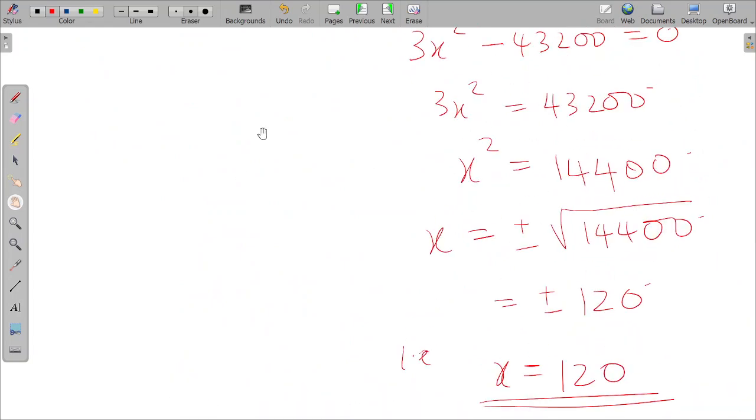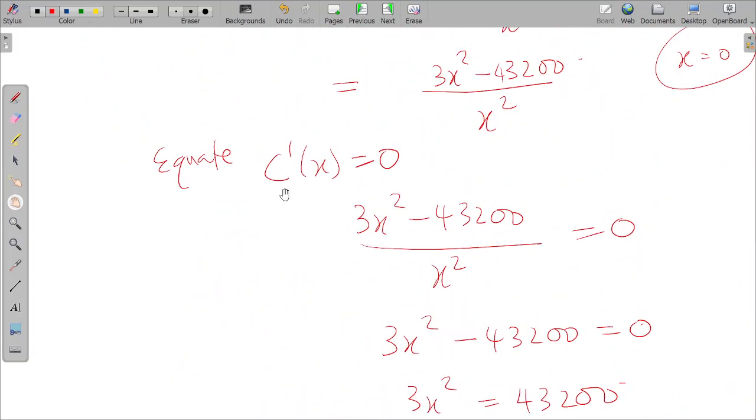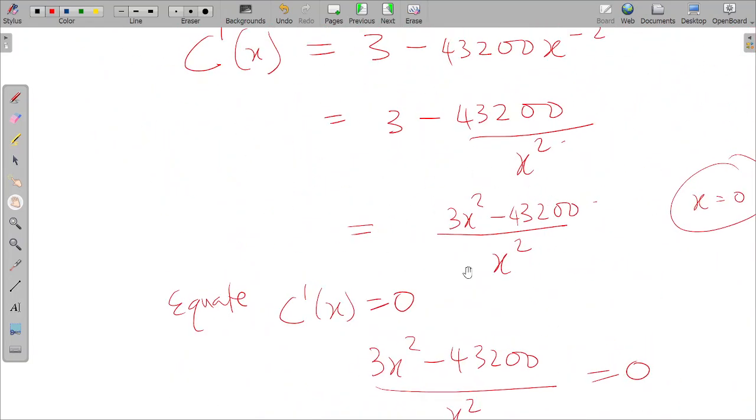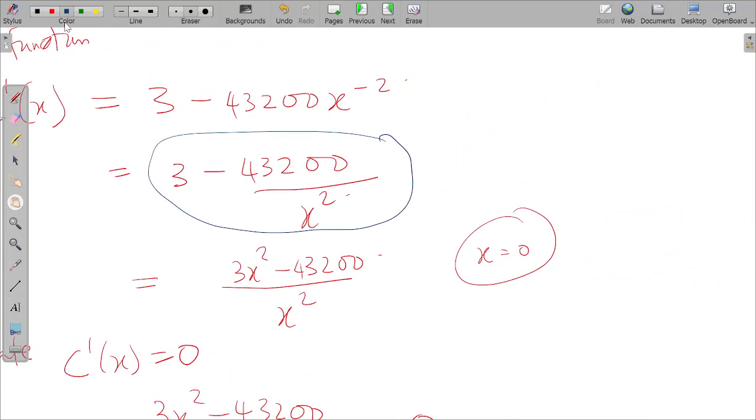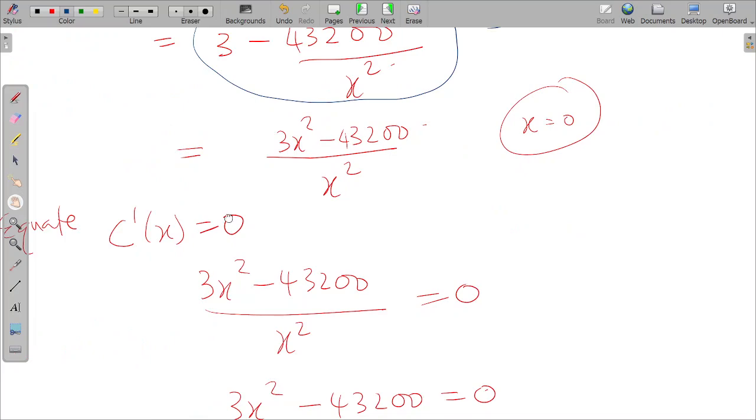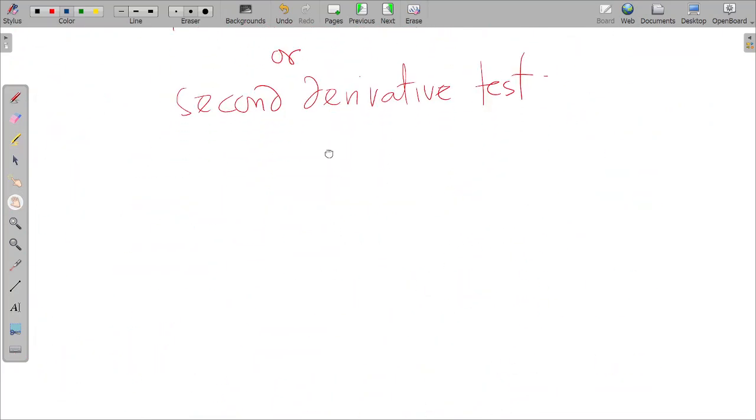So in order to use the second derivative test, you need to derive this one the second time. When you want to derive, it's better to use this form. Okay, this one can be written again as 3 minus 43200 x to the power of minus 2. So let's derive that the second time. We are using the second derivative test now.